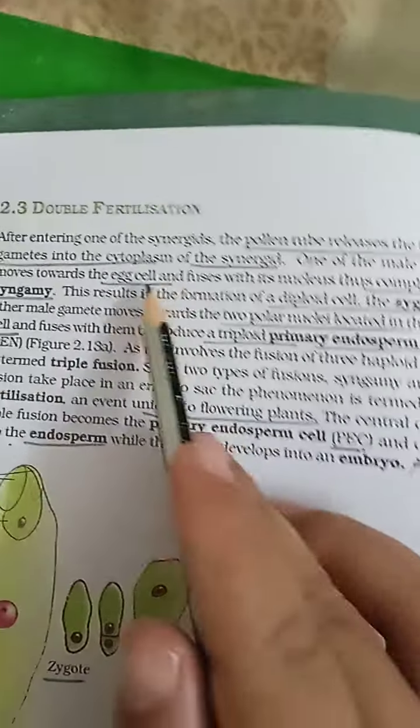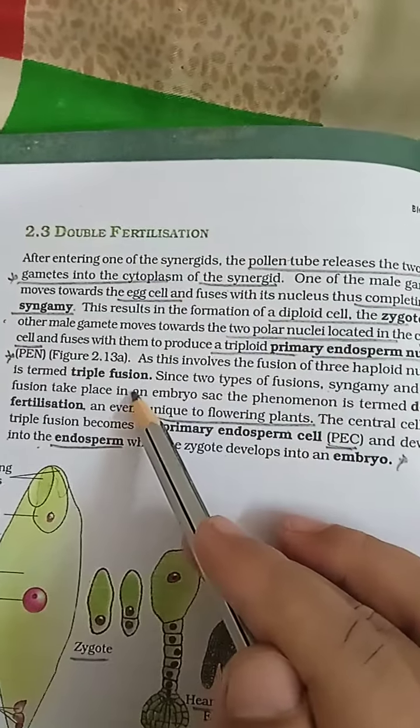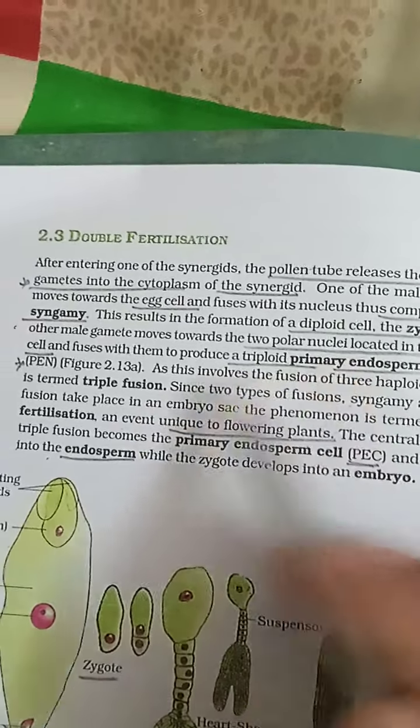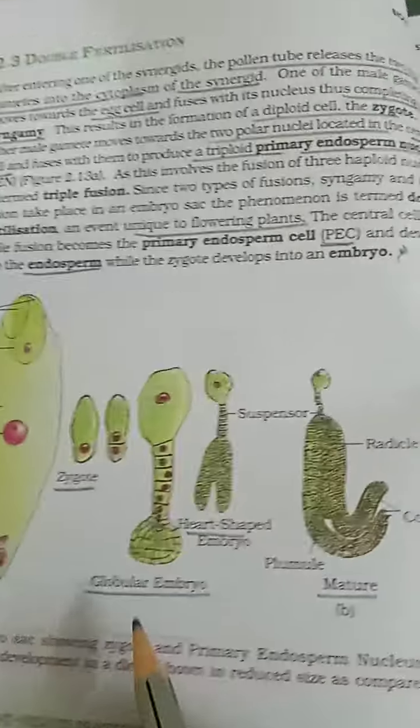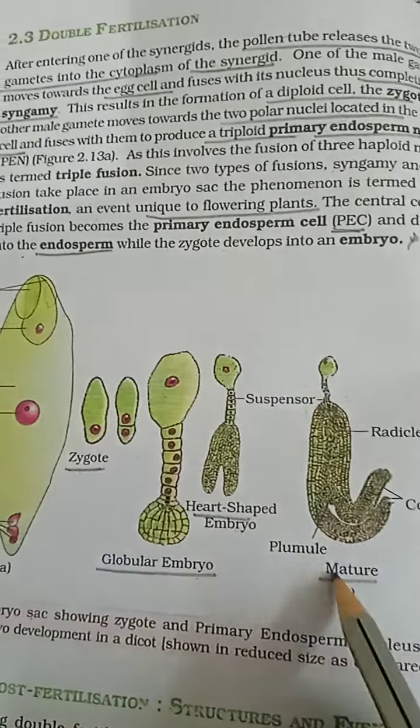Double fertilization, triple fusion, we discussed all these things. Syngamy means fertilization, the zygote, the development of the embryo. The primary endosperm nucleus is triploid in nature. Triple fusion, three cells are fused: two polar nuclei and one male gamete, and the endosperm forms, and then the development of the embryo. That is the structure of the embryo, very important. The zygote, then the pro-embryo, globular, heart shape, and mature embryo.